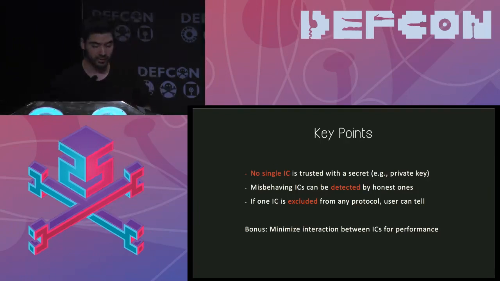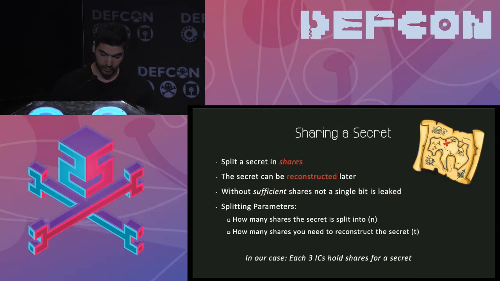The second one is that if one of the processors is misbehaving and is trying to actively attack other processors or trick them into doing stuff, honest processors can detect that. The third one is that if one of the honest processors is being excluded from the protocol execution, the user can actually tell that this happened. And finally, we wanted a protocol or an algorithm that does well in terms of performance, which we did.